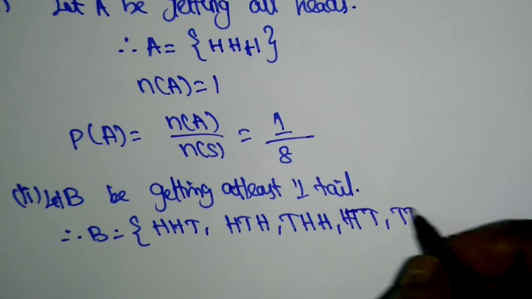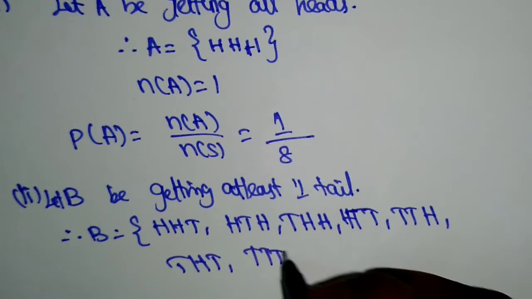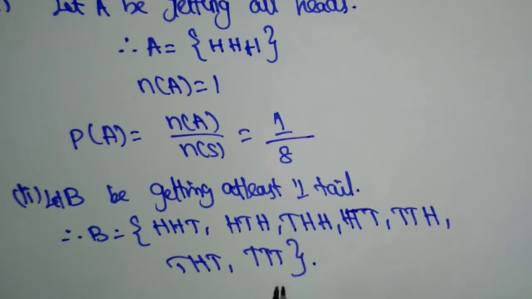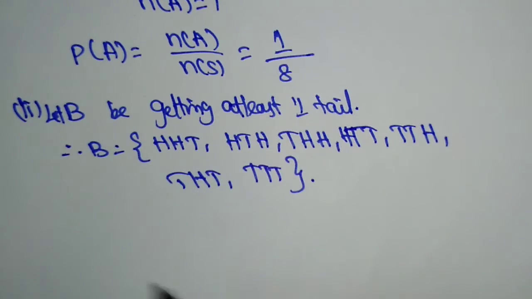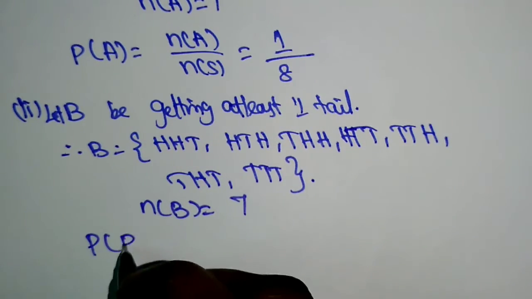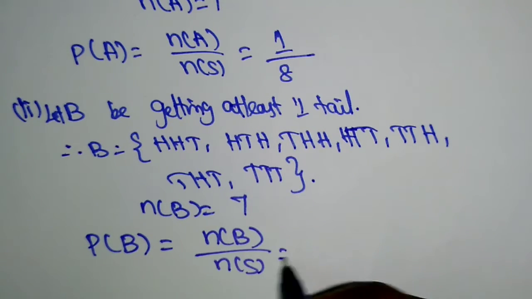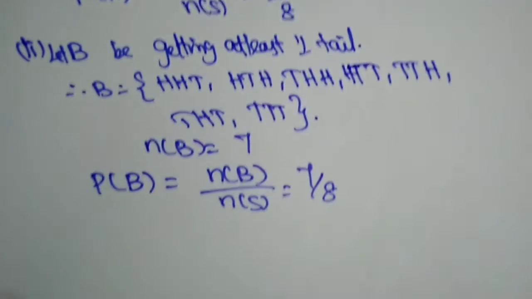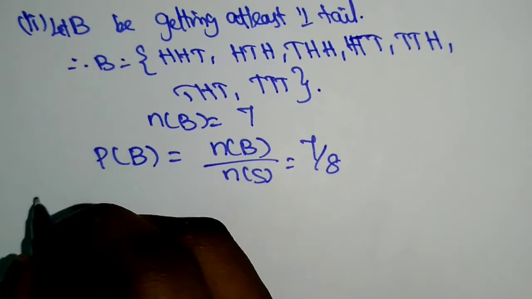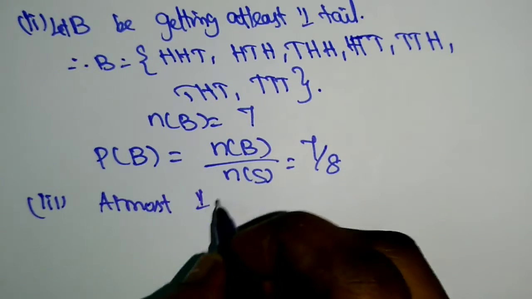HTT, TTH, THT, TTT. Here, these are at least one tail set. So the number of B is equal to 7. So the probability of B is equal to n of B divided by n of S, which is equal to 7 by 8. Okay. Now we have to find third, at most one head.